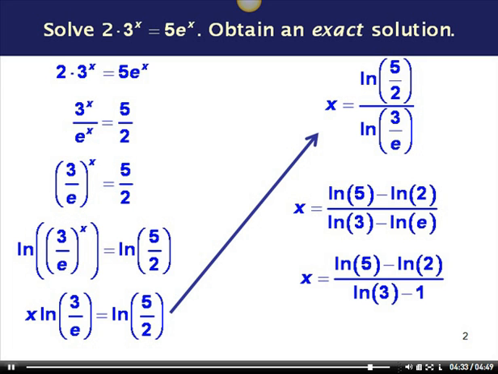Most times in applications we will want a decimal approximation, but pay attention to what the question asks you for. In this case, our problem stated that we were supposed to obtain an exact solution. So this is how I want to leave my solution.